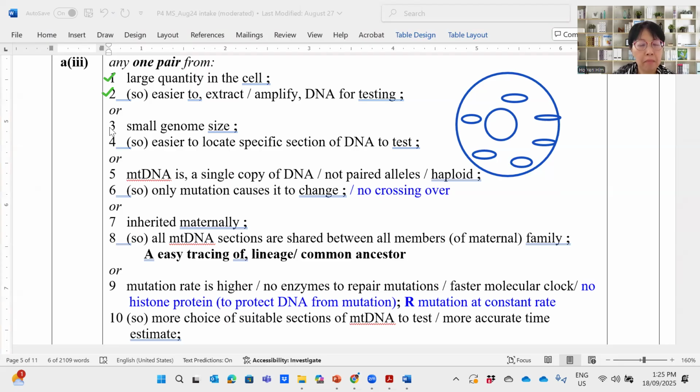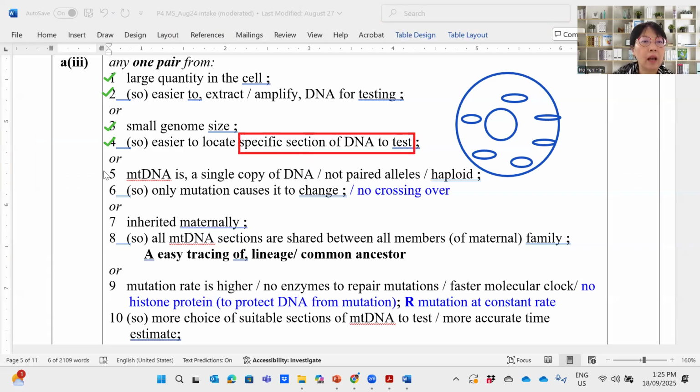Second set of answer is mitochondrial DNA is smaller than all the DNA in the nucleus. Okay, it's circular DNA, so it's got a small genome size. Small genome size means a small DNA. Okay, genome is all the DNA, all the genetic material, in this case in the mitochondria. So it's smaller. So it is easier for us to do what? When it's smaller, it's easier for us to locate the specific section of DNA to test because we only want to bind to a specific section. So this is one set of answer.